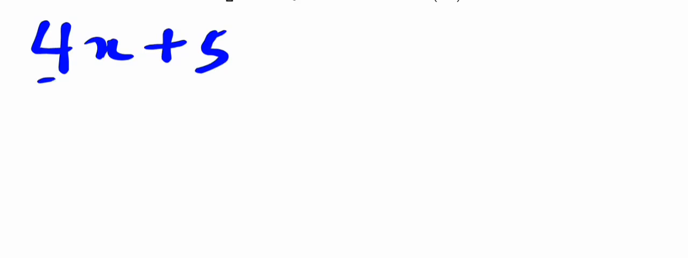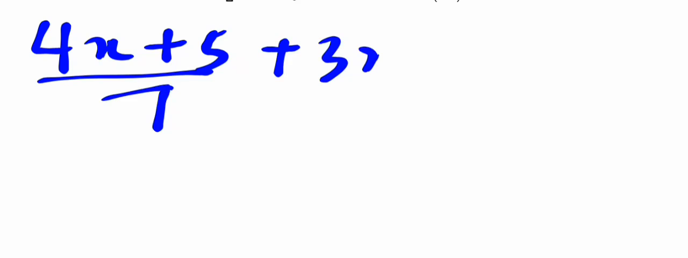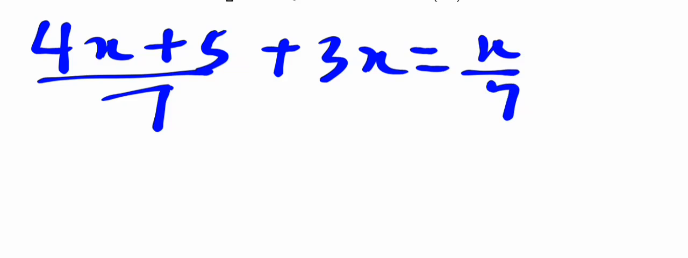So we move to question number 1b. It says solve the equation (4x plus 5) all over 7 plus 3x equals x over 7 minus 1 over 9. So this is an equation involving fractions that we are asked to solve.